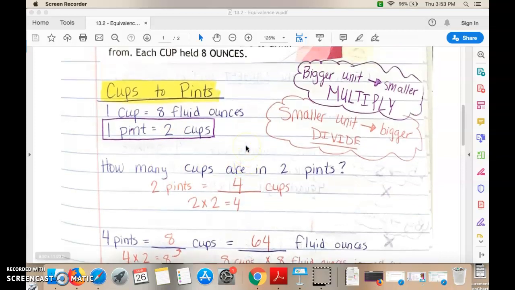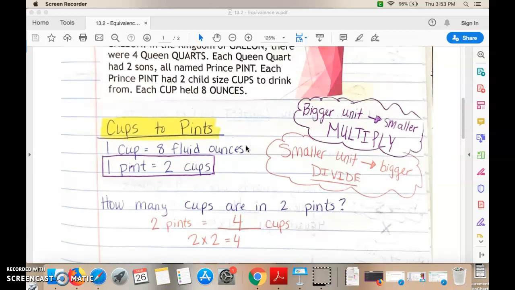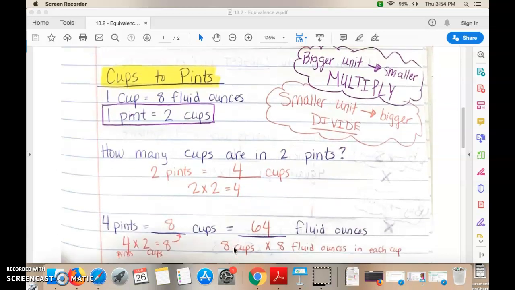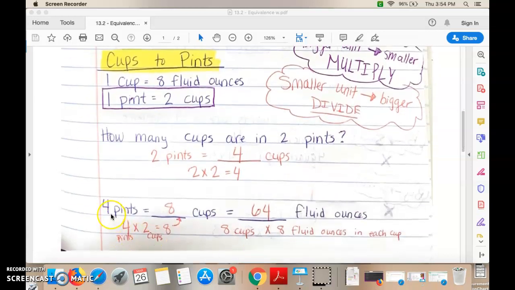So if I have 2 pints, how many cups are there? So I'm going from a larger unit, pints, to the smaller unit, cups. So I need to multiply them. So 2 times 2, 2 pints, 2 cups in every pint, that would be 4 cups. Okay? If I have 4 pints, again, I'm going from the bigger unit to the smaller unit, pints to cups. I need to multiply 4 pints, 2 cups in every pint, so 4 times 2 would equal 8 cups.